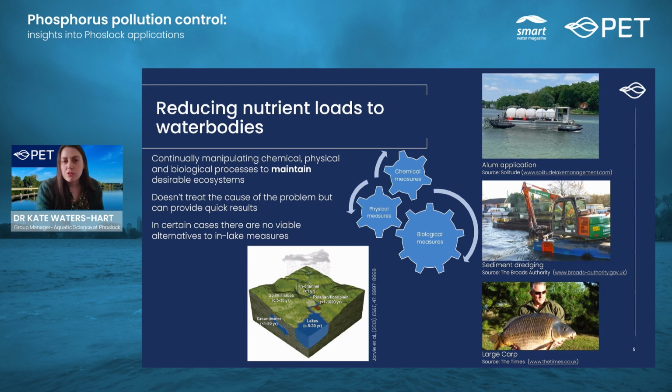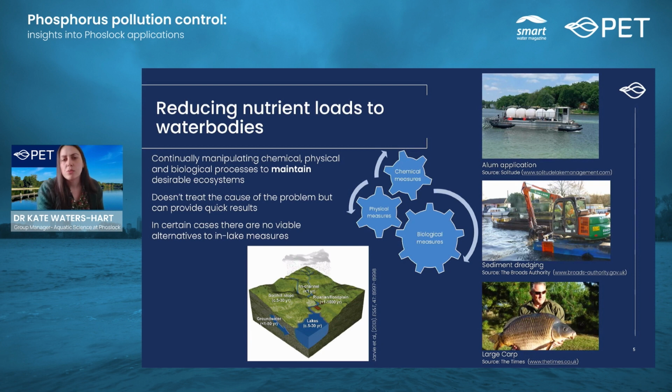There are physical measures such as sediment dredging. However, sediment dredging can be very costly depending on the size of the water body you have, how much sediment needs to be removed, whether it's contaminated, and how far away you need to transport that sediment for disposal. Unfortunately, with this method, once you take away the sediment layer, you can also expose a very rich phosphorus sediment layer as well, so then the problem still continues.